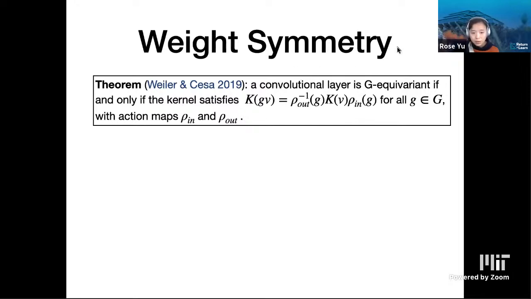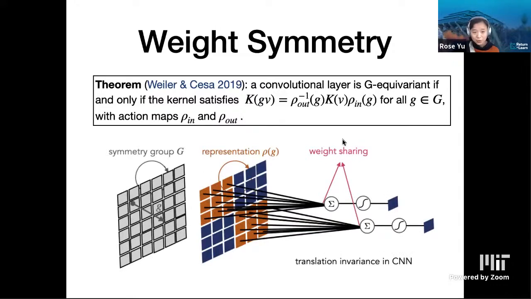Because we know the group that we want to encode symmetries for, the only thing left to do is to figure out the correct representation for the group, right? The rho inverse and the rho for each group. If we can find the right representation through weight sharing, then we can construct equivariant layers. This idea has actually already been implemented in a very familiar type of neural network, which is CNNs. Because CNNs are translation invariant, right? And that's precisely the reason CNNs are so successful in computer vision, because they capture the translation invariance in images.